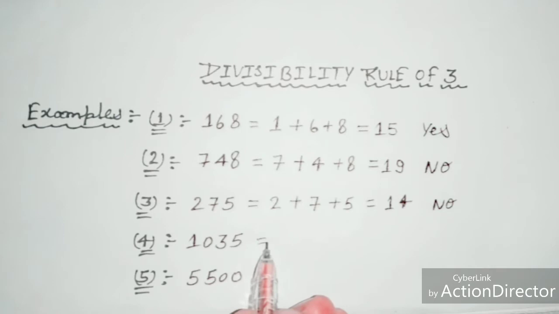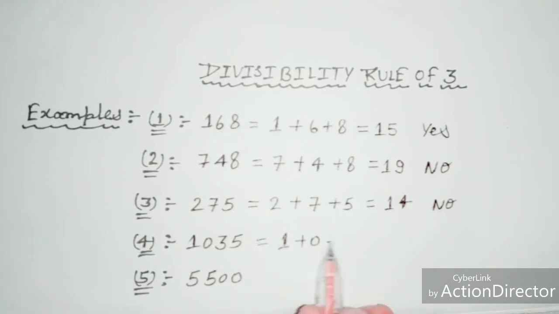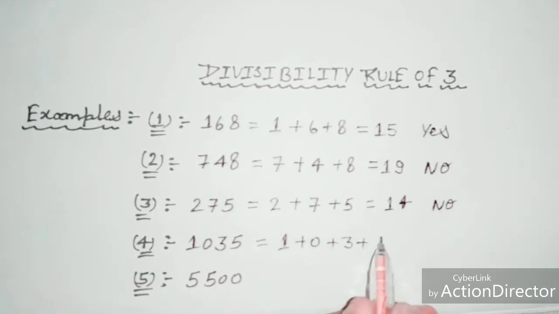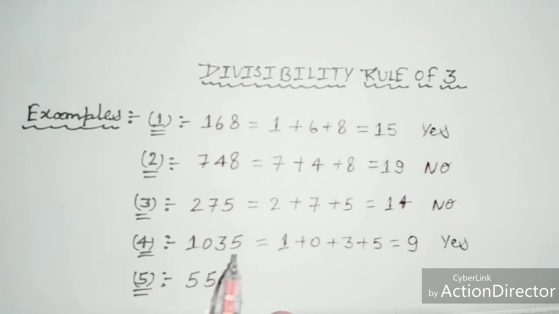Example number 4, 1035. First we add all four digits: 1 plus 0 plus 3 plus 5. The sum of the digits is 1 plus 3 is 4, and 4 plus 5 is 9, and 9 is divisible by 3, so we say yes, this number 1035 is divisible by 3.